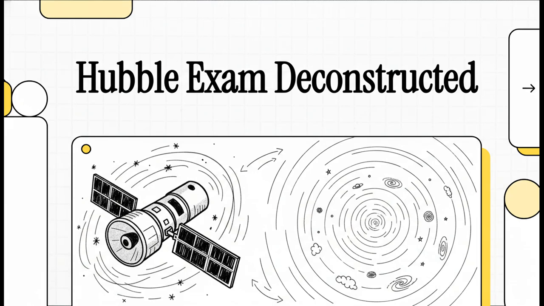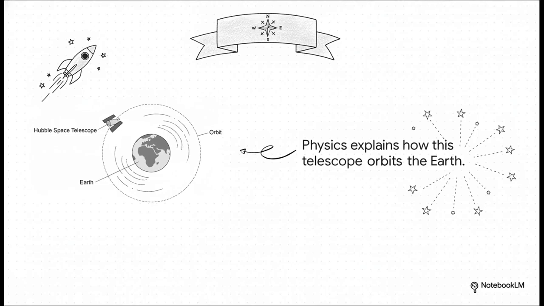We're going to deconstruct a set of exam questions to really get our heads around the physics that not only keeps the Hubble Space Telescope up in the sky, but lets it see to the very edges of the universe. All right, let's just dive right in. I want you to think of this as a mission debrief. Every exam question we tackle is an objective we need to clear to really understand how Hubble works, from the basics of its orbit to the absolutely mind-bending things it's discovered.